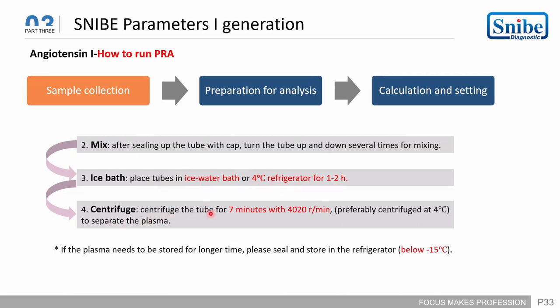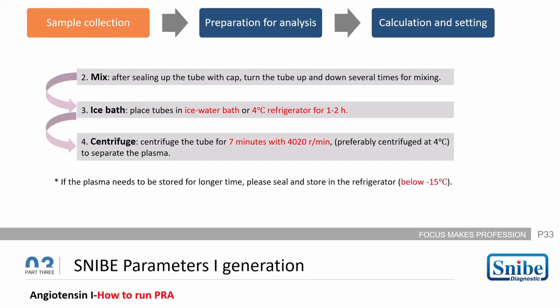And then centrifuge the tube for 7 minutes at 4020 RPM, preferably refrigerated at 4 degrees centigrade, to separate the plasma. If the plasma needs to be stored for a longer period, please seal and store it in a refrigerator below minus 15 degrees centigrade because the angiotensin 1 enzyme half-life is comparatively short.